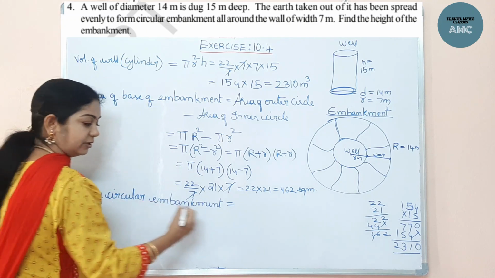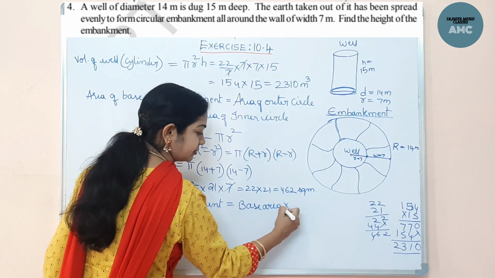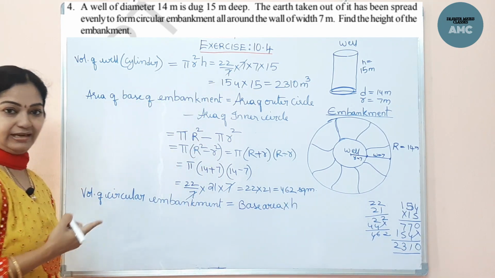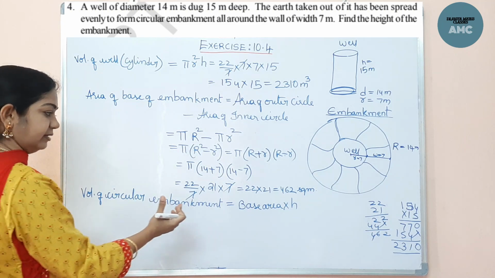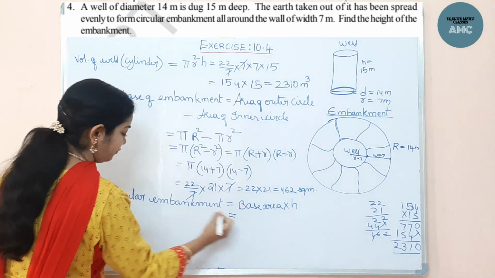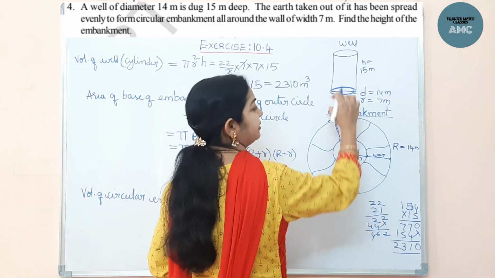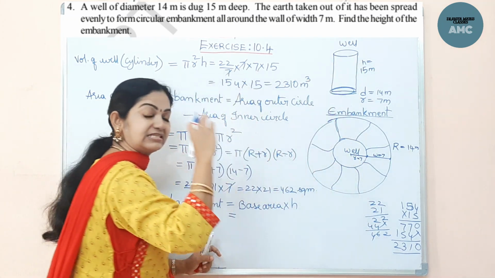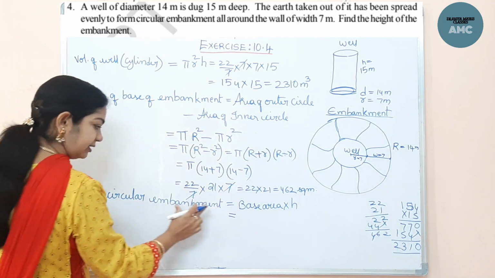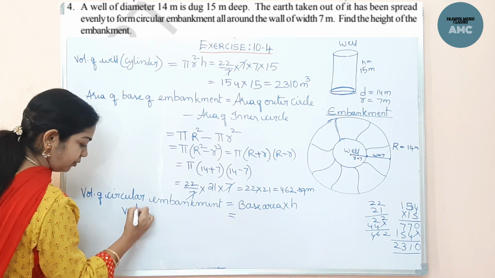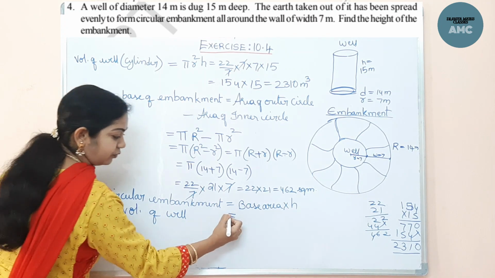Right, this is equal to the base area into the height. Okay, now we don't know the height, isn't it? We don't know how much it is being placed there. Here, the base area we know, and the volume of the embankment. This volume of the embankment is nothing but the volume of the well, because the same earth is being placed in this form. So the volume of the circular embankment is nothing but the volume of the well.